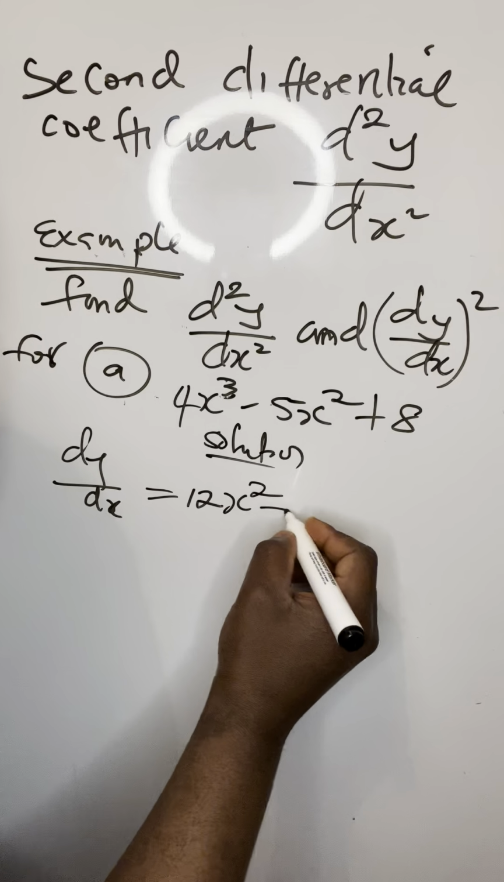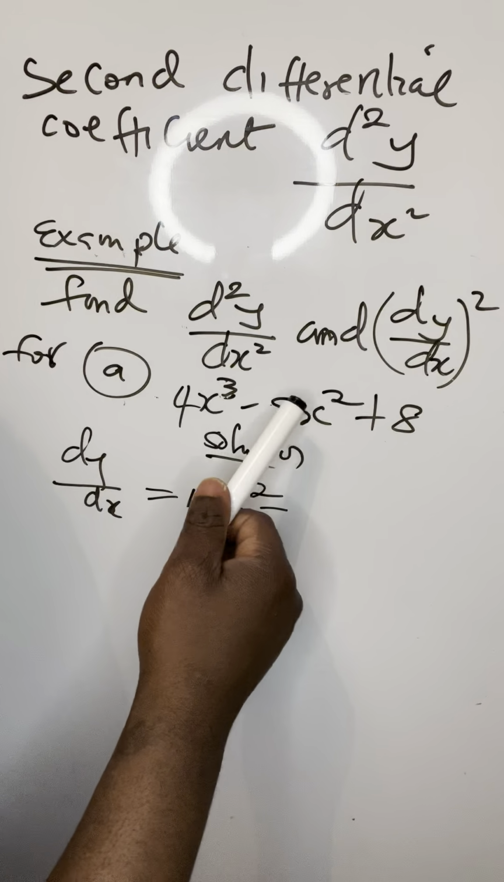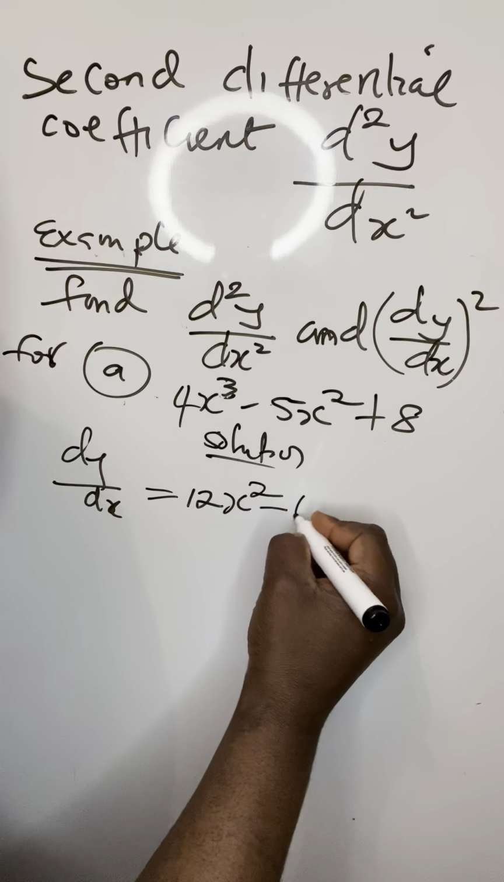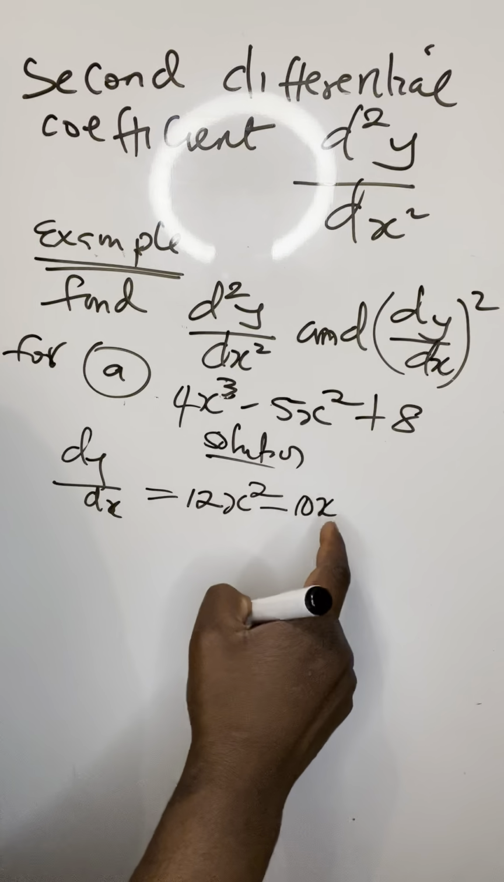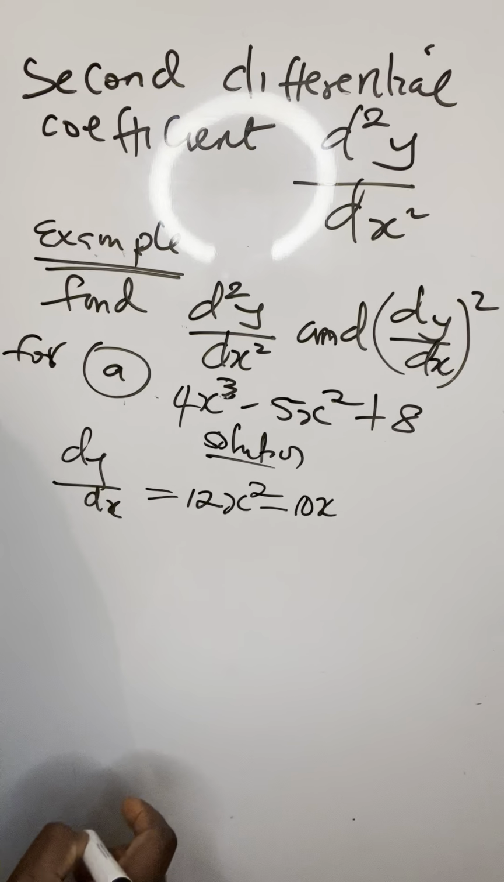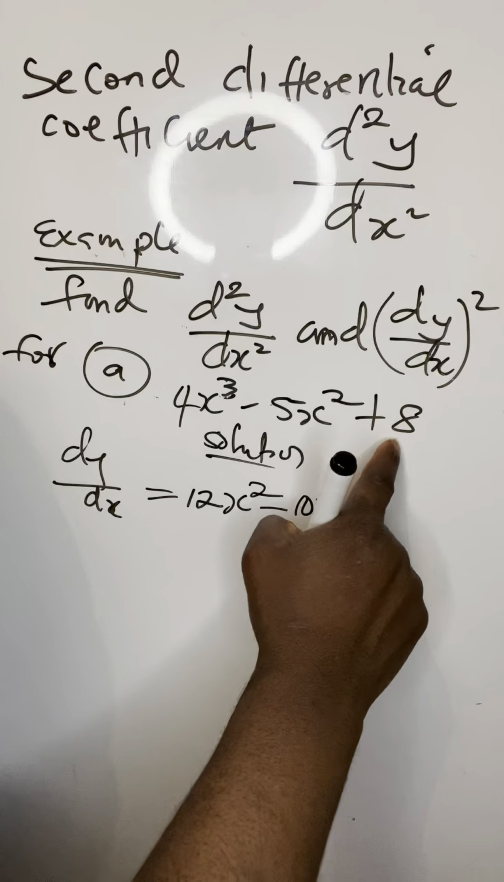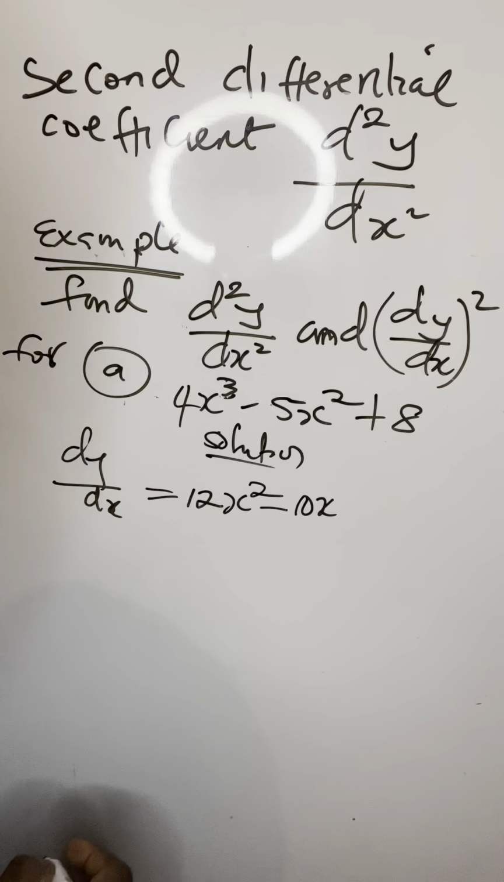Then minus, I'll differentiate this one as well. 2 times 5 is 10, x, 2 minus 1 is 1, so x raised to the power of 1 is just x. Then differentiating a constant is always 0, so differentiating 8 is 0. Now this is the first derivative.